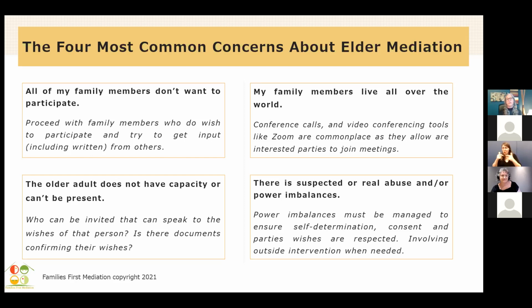And there's suspected or real abuse, power imbalances. There are usually power imbalances. Our jobs as elder mediators are to manage those power imbalances, whether it's the hierarchy of the family, dependency, a power of attorney, or a capacity issue. There are lots of cases where there is suspected abuse.